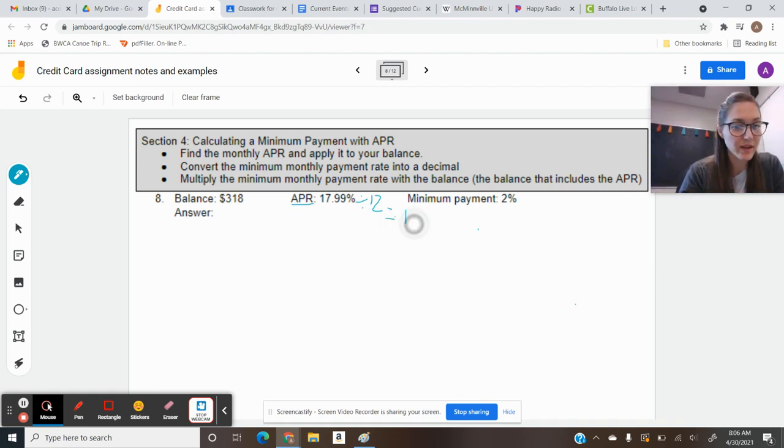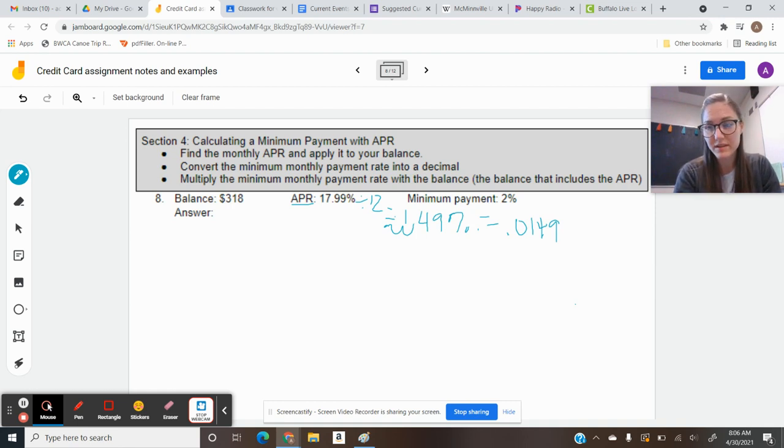So if we were to break that annual percentage rate up into a monthly rate, it would be 1.49% each month. Now we have to convert this percent into a decimal by moving that decimal point 2 places to the left. And when we do that, we get 0.0149. Perfect.